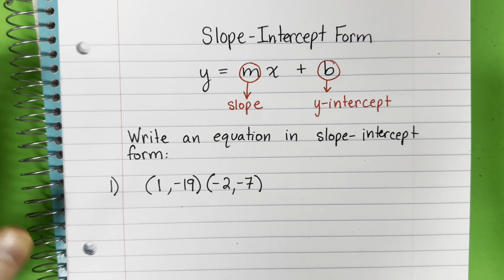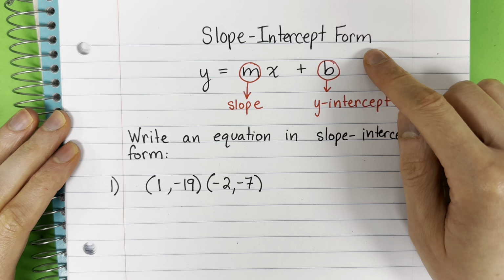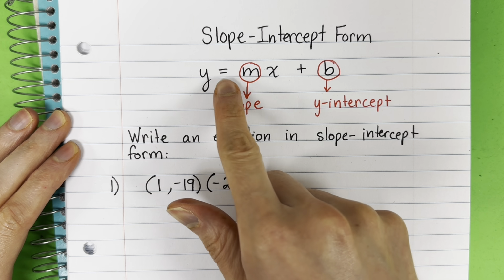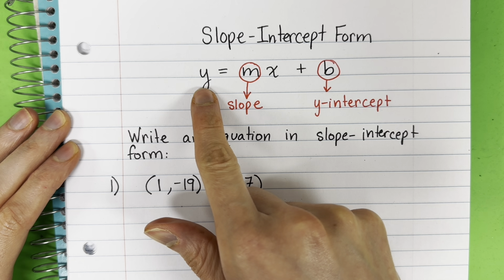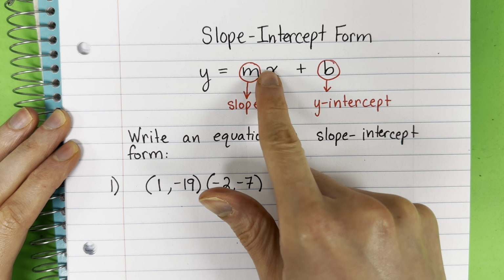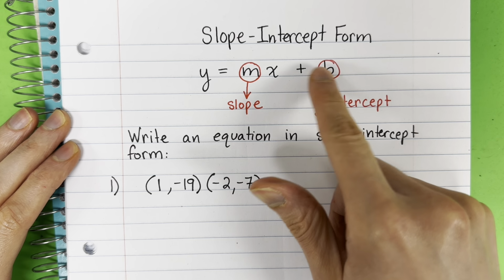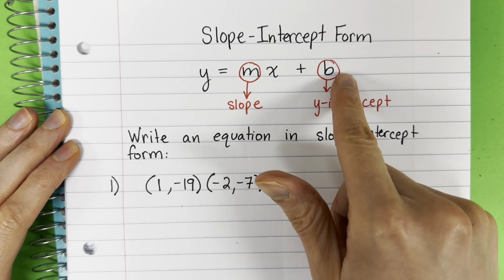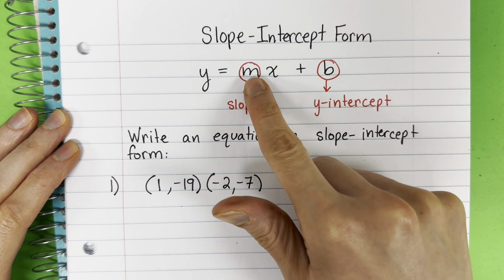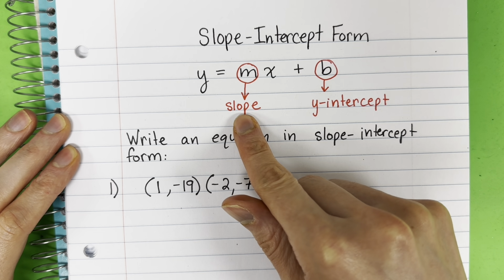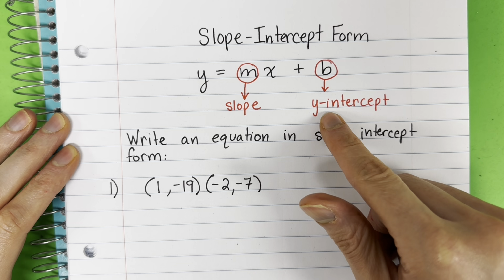Slope-intercept form. What is slope-intercept form? Slope-intercept form is this equation y equals mx plus b, where the y is alone on the left side, you have the mx in the middle, and then the b at the end. Okay, m and b are going to be numbers, y and x stay letters. M is the slope or the rate of change, and b is the y-intercept.